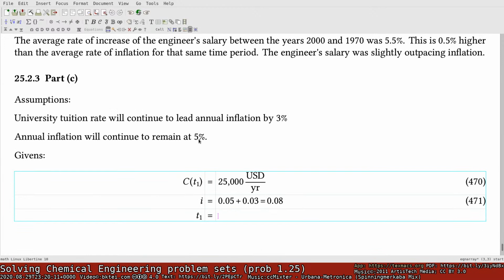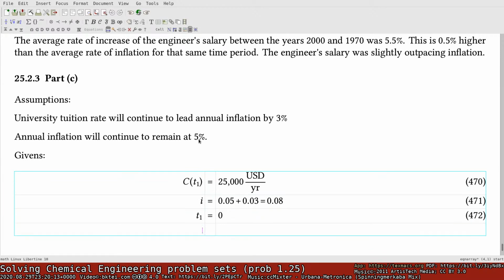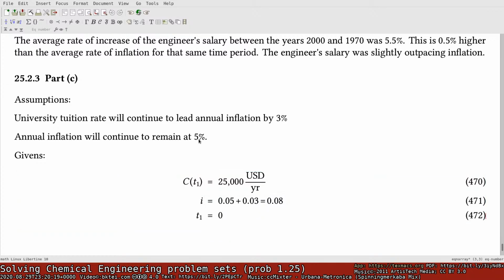Let's just go with 0. T2, let's not define it. Let's just see what this gives us.